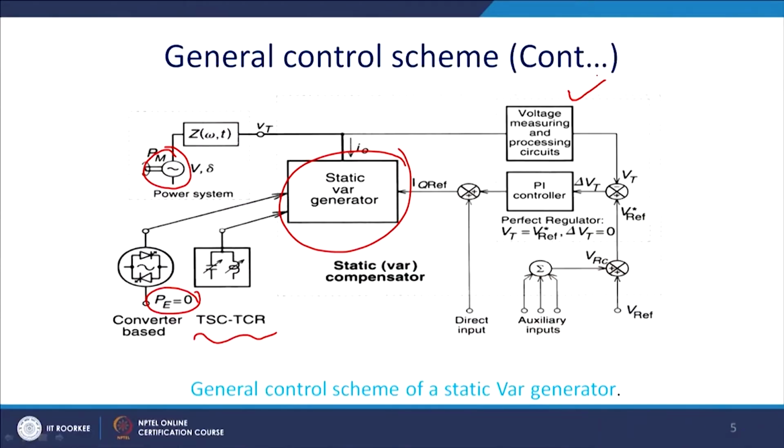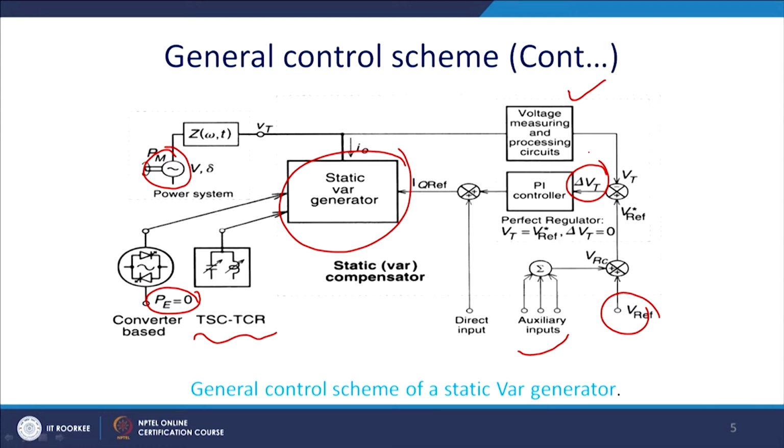So, how will you control it? Essentially, you will measure the voltage. You will check whether there is a sag in the system or not, and accordingly we check the system capability. There is an auxiliary input and a V reference, and from there we check whether there is a sag in the input or not.